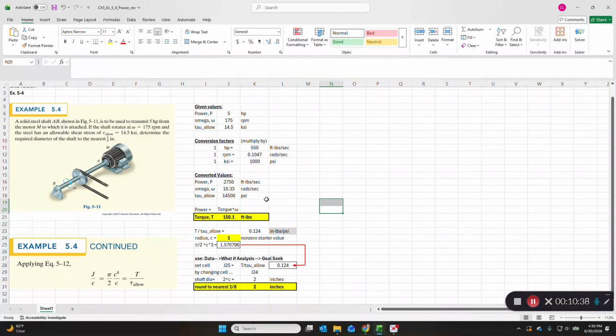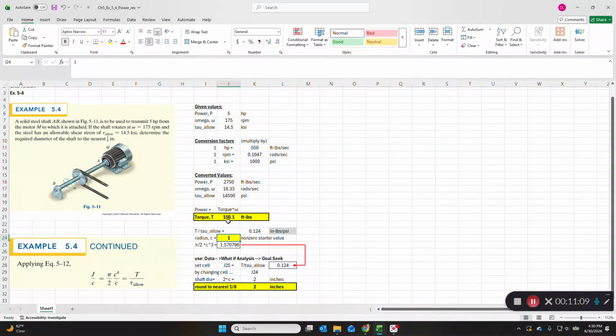Now, if we take the torque, we'll go down to this example 5.4 in the box, continued. So the polar moment of inertia, J over C, in this case, C would be a radius, sorry folks, is equal to pi C to the fourth over 2C. Well, C to the fourth over C is going to cancel to C to the third, right? And pi over 2 stays in the equation as a constant. That's equal to the torque over tau allowable.